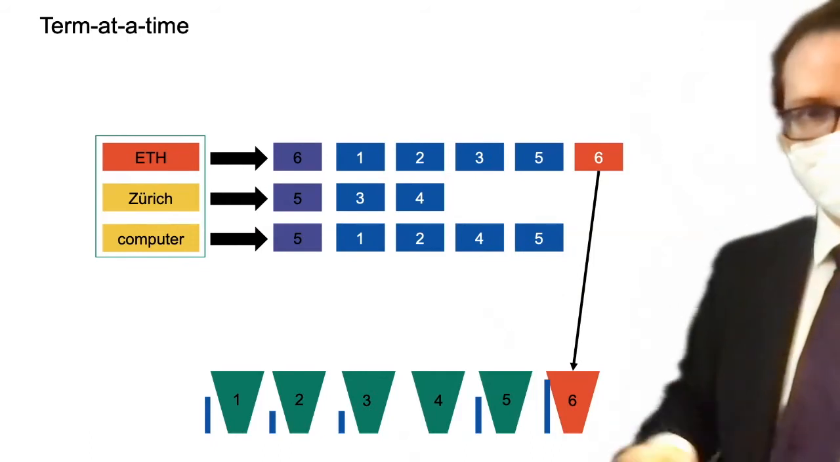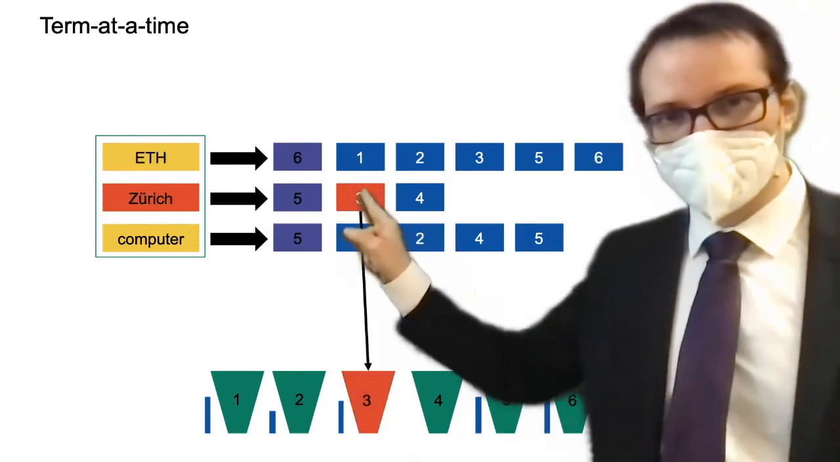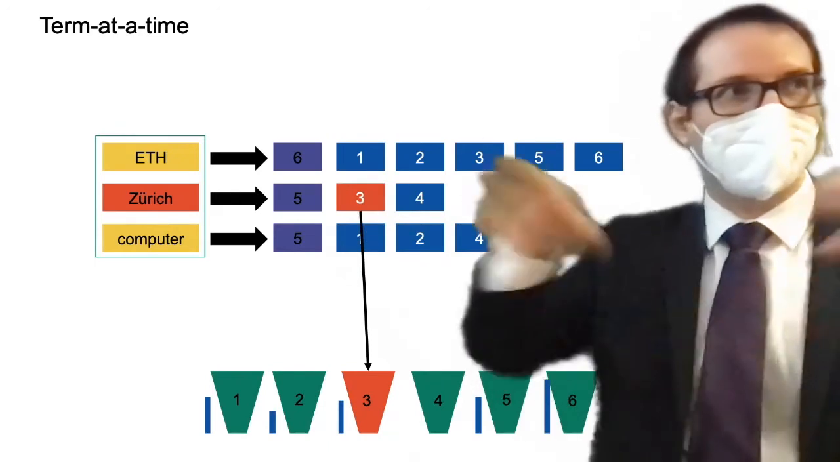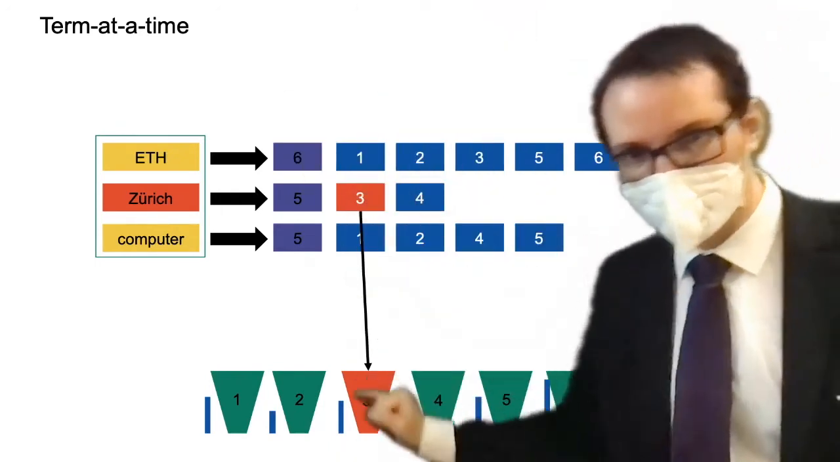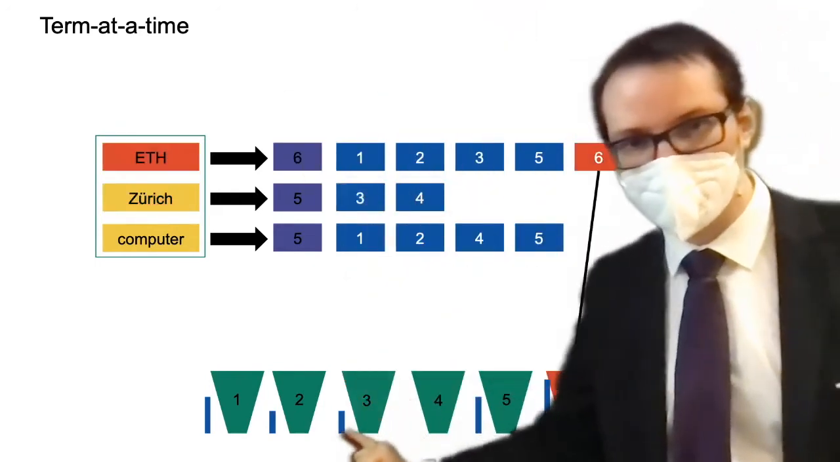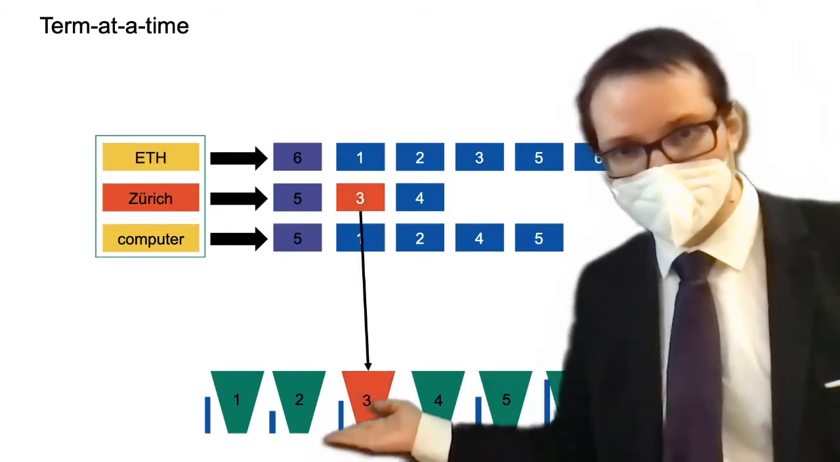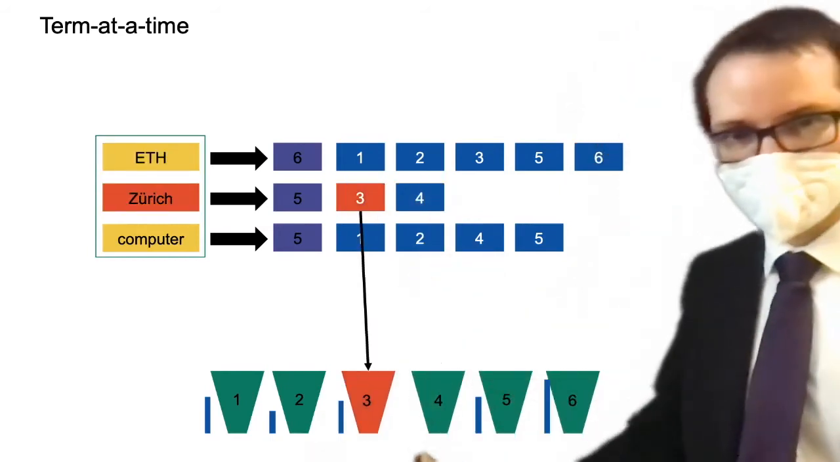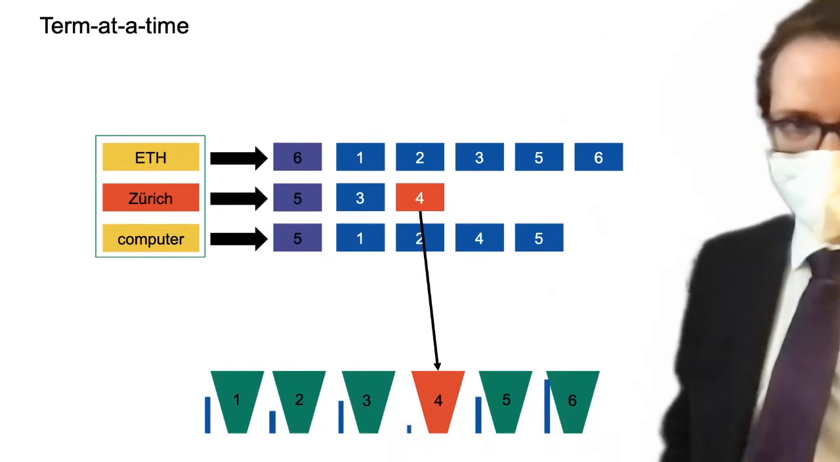Okay, I'm done with ETH, now Zurich. Document 3 gives me this TF-IDF awful thing that I sum up in document 3. So you see there's a small increase in there that's accumulating. The same in document 4, it was 0, now it's no longer 0.